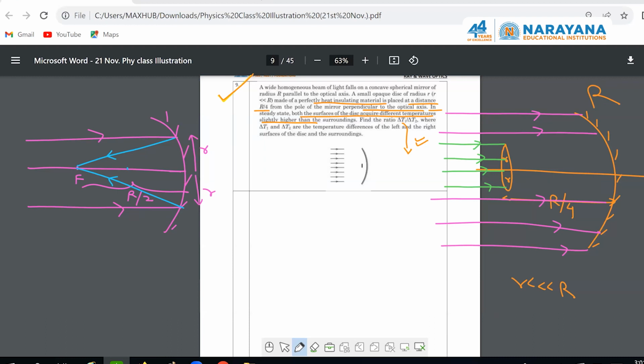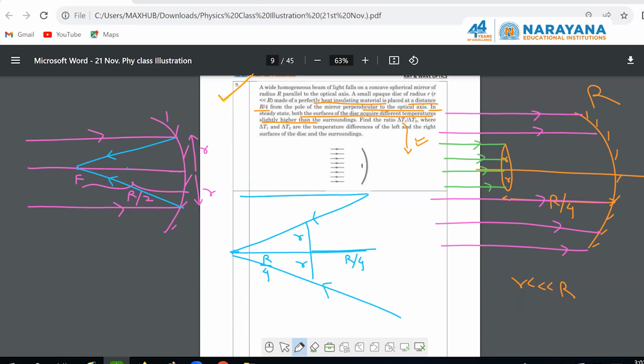Directly, I will write a few things here. The thing that you have to consider is your beam, which is sitting at R by 4. Just observe it. This is R. This distance is R by 4. Take this distance also as R by 4. And just try to draw that boundary ray, the boundary ray or the beam, whatever you want to say.